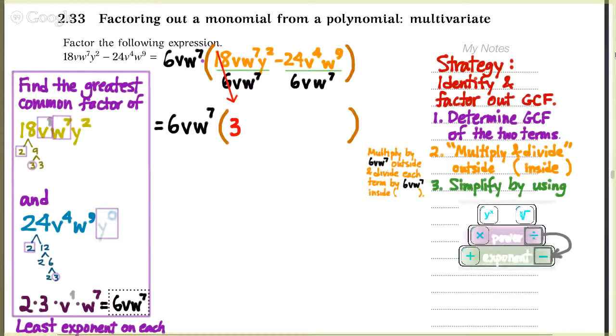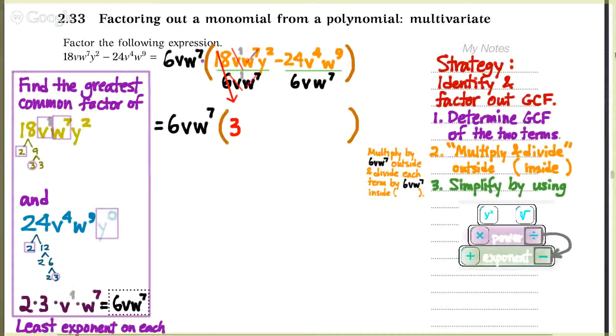So how many v's should I have in my first term? Well, I have v to the first on the numerator and v to the first on the denominator. And so the number that I have in total of factors of v is going to be 1 minus 1 when I subtract the exponents, but that's 0. So in other words, I have no v's in my first term inside the parentheses.